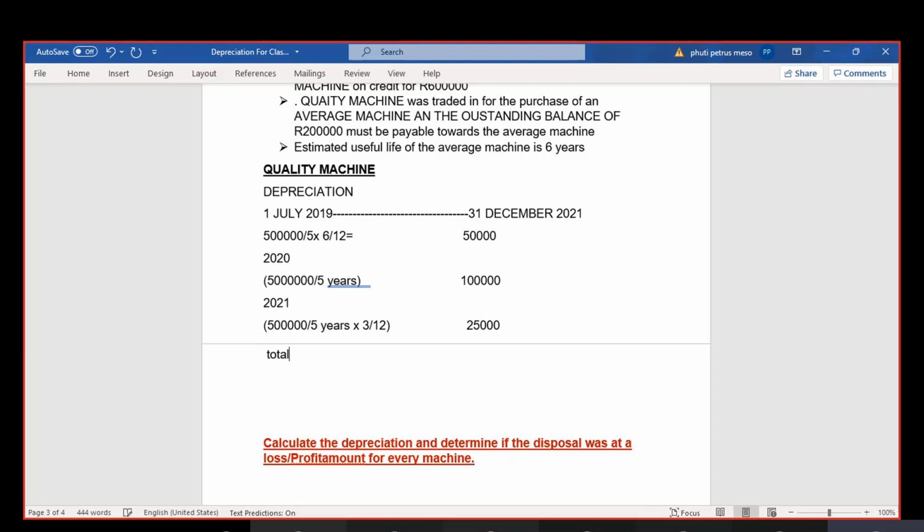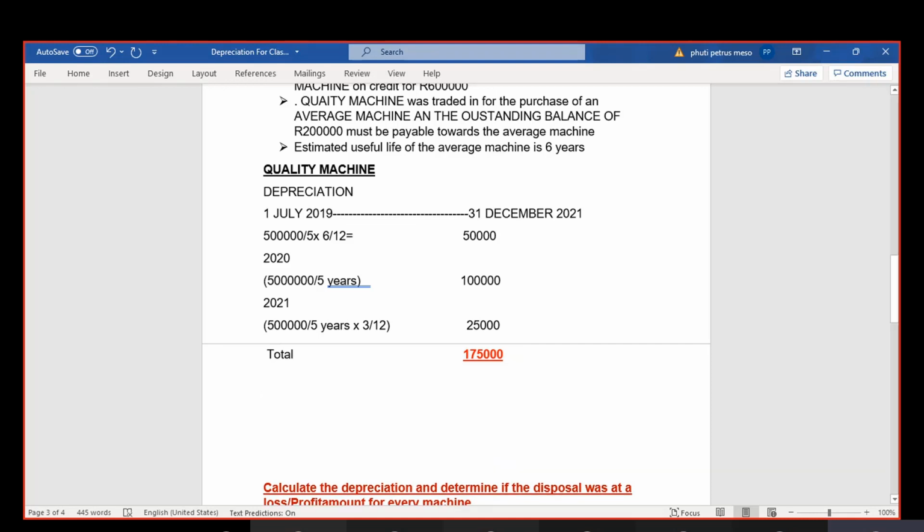Total would be 175,000 rand. All right, did everybody get the concept of trading in regards to the assets? Can you see how you deal with what's called the disposals? All right, now it's fine. Remember, we also purchased what's called an average machine. The standard is forcing us to actually calculate this so that it can form part of our disclosure when you do the balance sheet or when you do the PPE note.